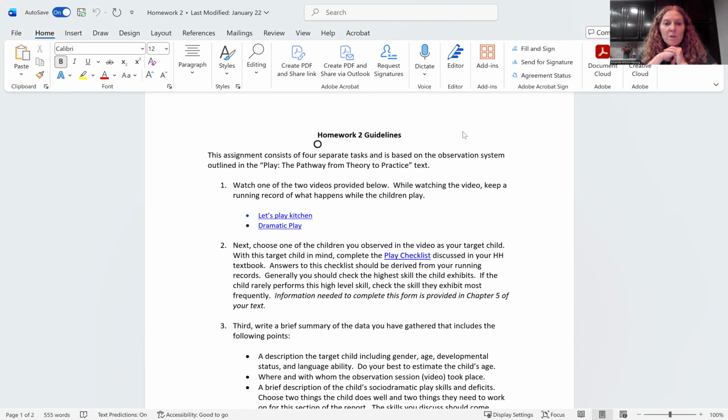You're going to be using information in your Play: The Pathway from Theory to Practice text. You're also going to be able to use information in our Observing Play and Evaluating Play lectures. I would encourage you to refer both to the textbook and those two lectures for additional help in completing this particular homework assignment.